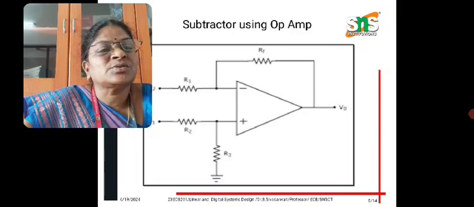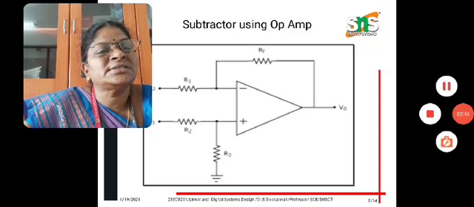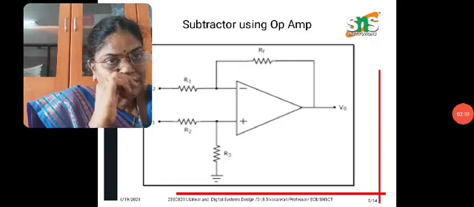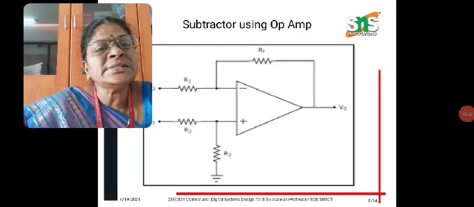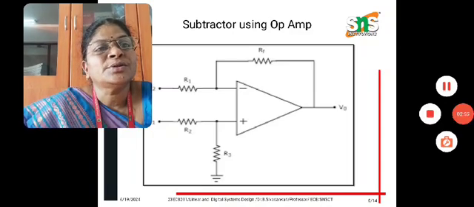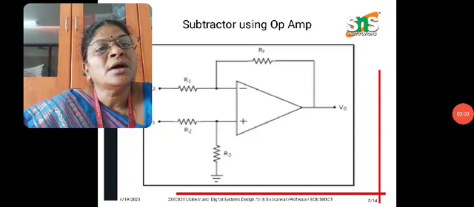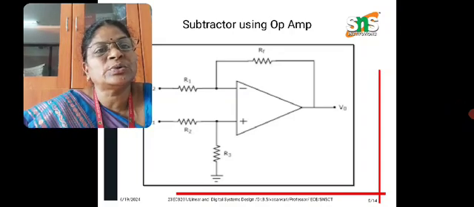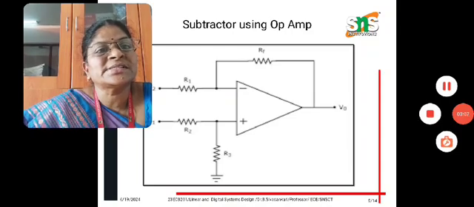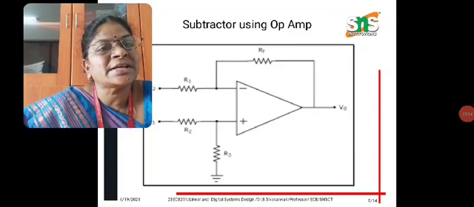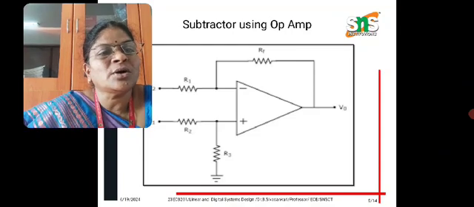So far we have discussed the adder using op-amp. Now we are going to discuss the subtractor using op-amp. So this is the circuit of a subtractor using op-amp. Here we are giving two different input voltages, to the inverting terminal and the non-inverting terminal, with two input resistances, and one resistance in the ground connection and one feedback resistance as usual. Then V0 is our output.